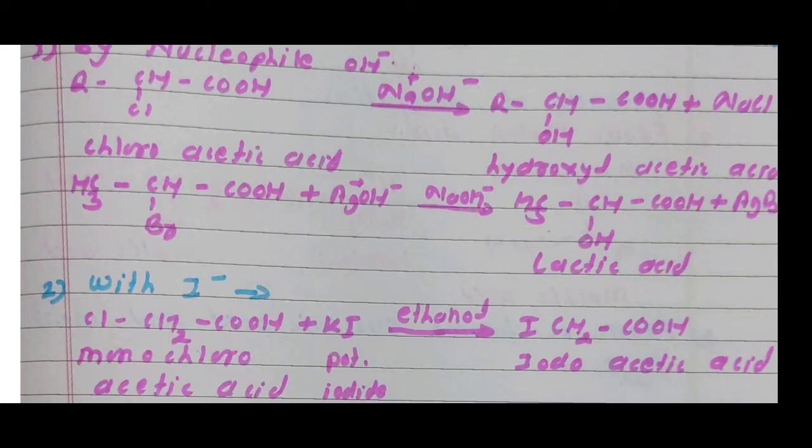This is the first reaction. When chloroacetic acid reacts with sodium hydroxide, hydroxyacetic acid is formed. Cl is replaced by OH, or Cl is substituted by the OH group.